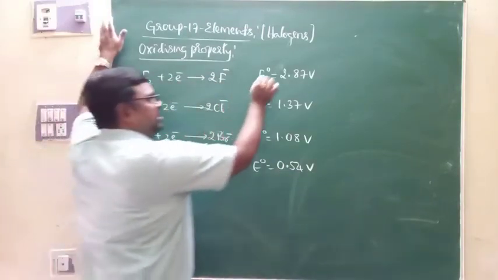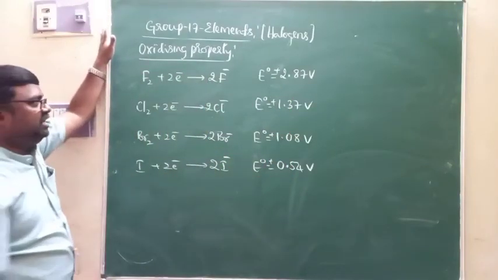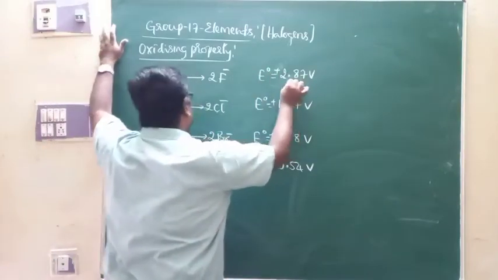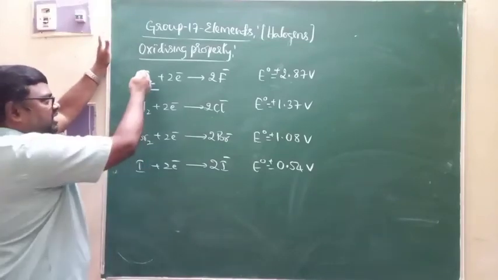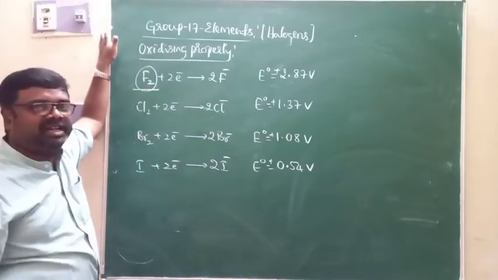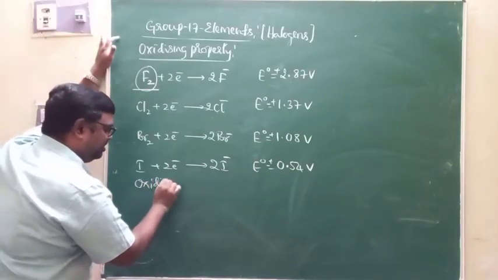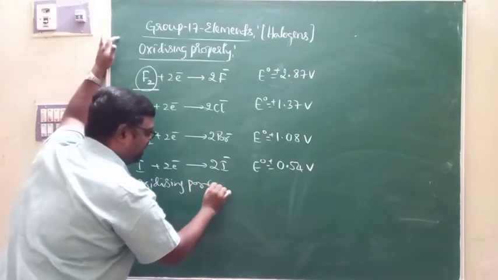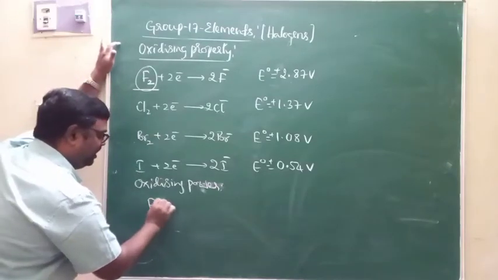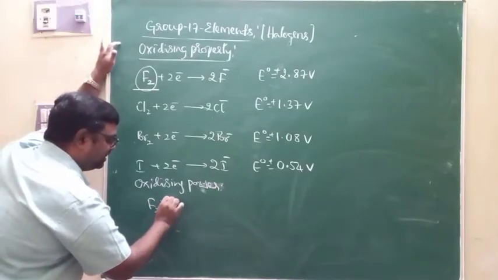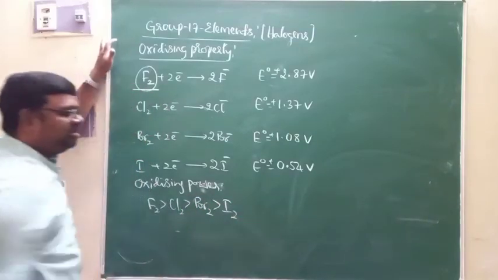On the basis of these reduction potential values, all are positive. I can decide that fluorine has high SRP, therefore a high tendency to undergo reduction. Therefore, fluorine is a powerful oxidizing agent because of that high SRP. Therefore, the oxidizing ability, or oxidizing power, of the halogens: fluorine is a stronger oxidizing agent than chlorine, chlorine is stronger than bromine, and bromine is stronger than iodine.